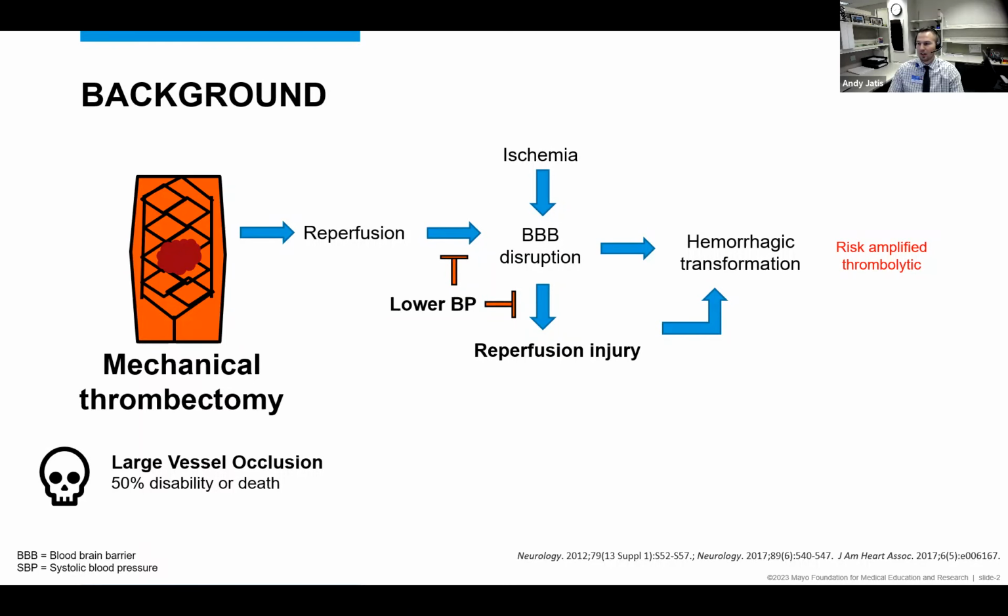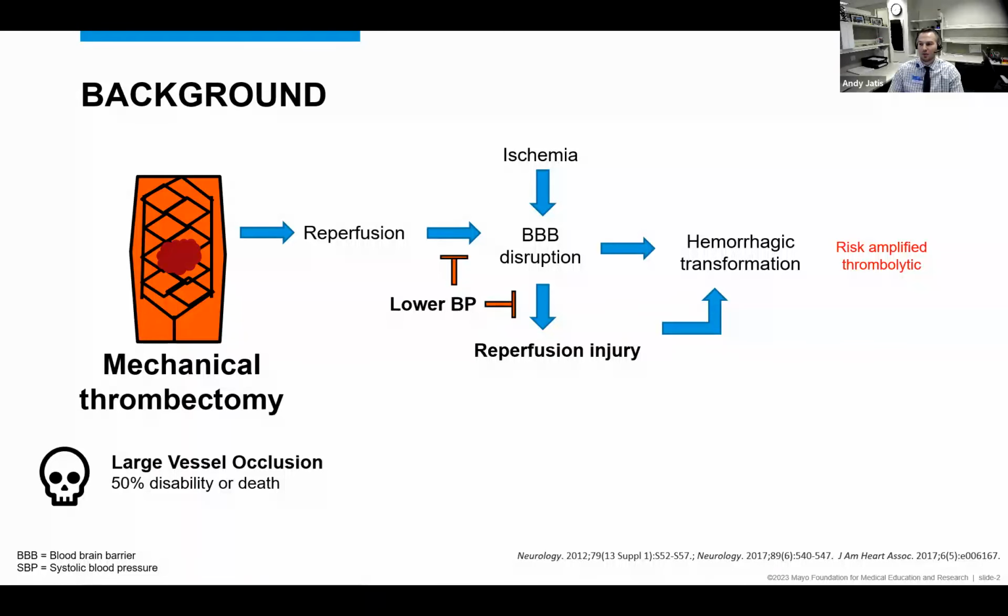The thought would be targeting a lower blood pressure after successful reperfusion can help put a brake on some of these processes as far as that rapid change in blood flow and shear stress and some of the other inflammatory mediators that might be ongoing. So where exactly then did we come up with this hypothesis that blood pressure might be a valuable target?